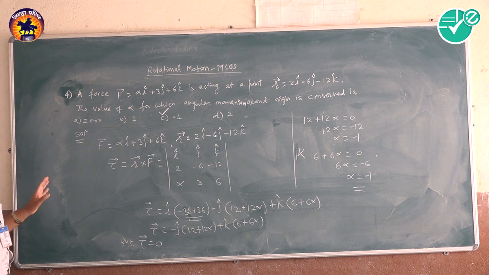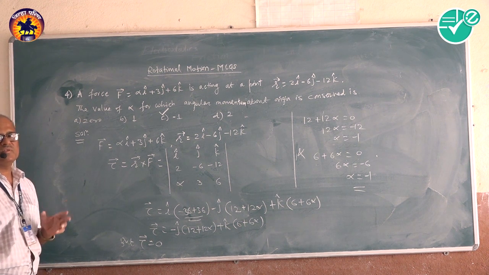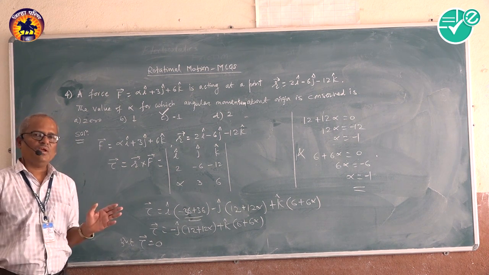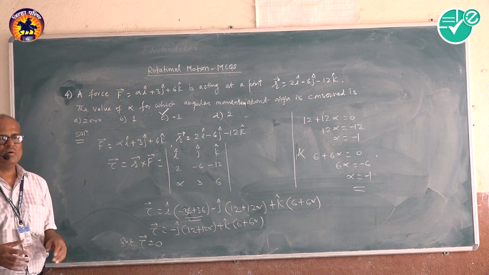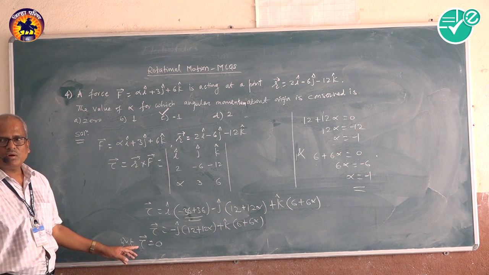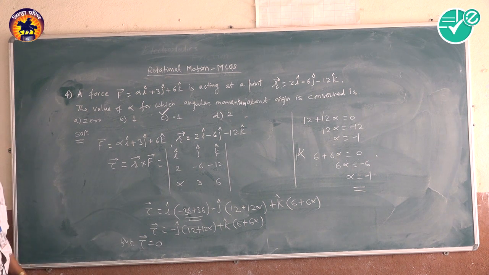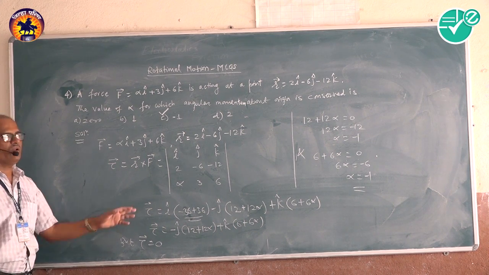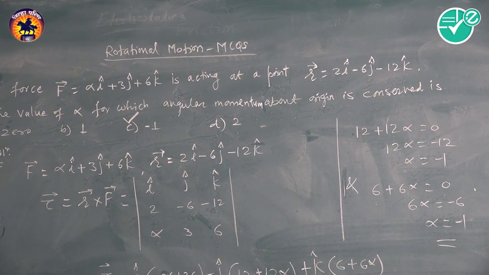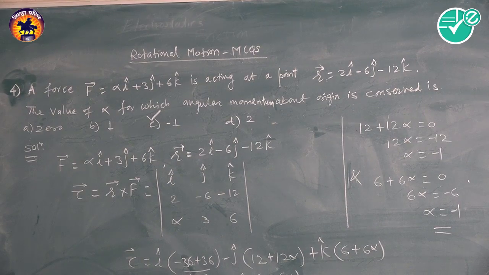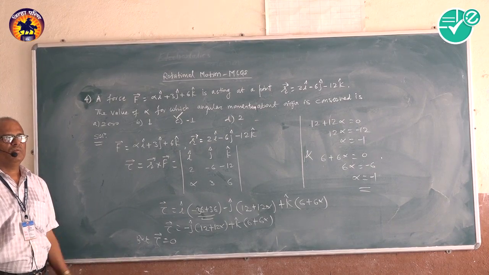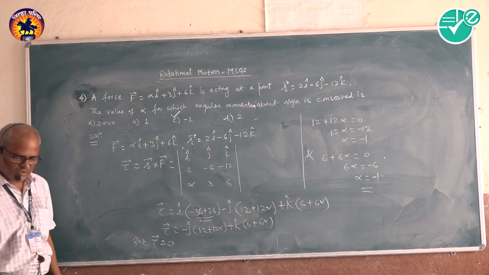So to solve such problems, we should know the concept of the law of conservation of angular momentum. If no external torque acts on any rotating body, then its angular momentum always remains constant. No external torque means torque is equal to 0. So finally we get the value of alpha: alpha is equal to minus 1, and the correct option is C, because option C has the value minus 1. So this is about the MCQ. Very simple.